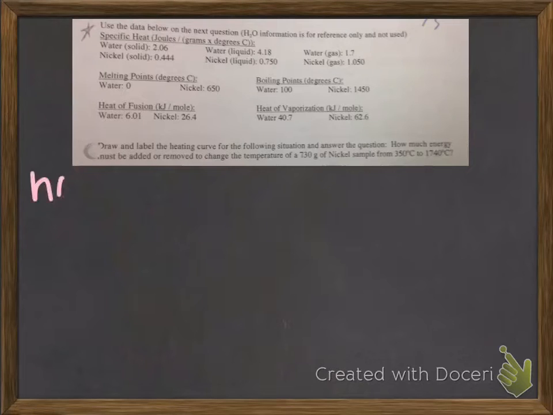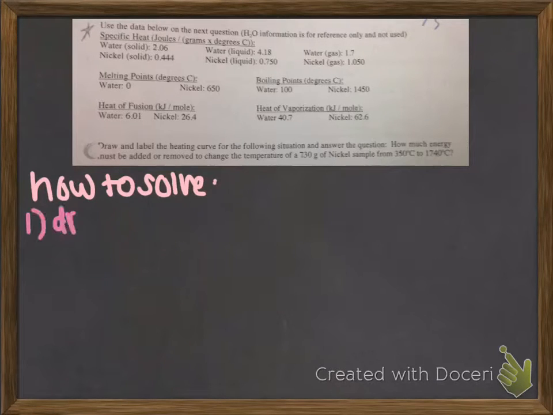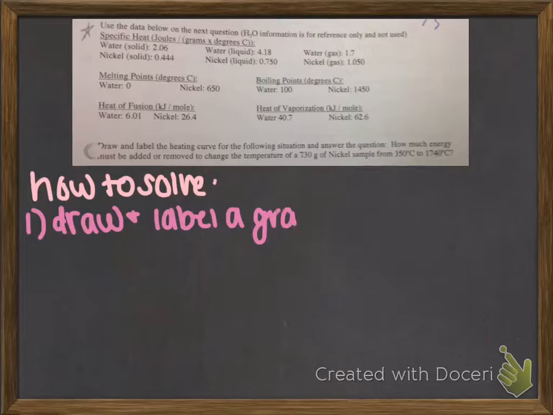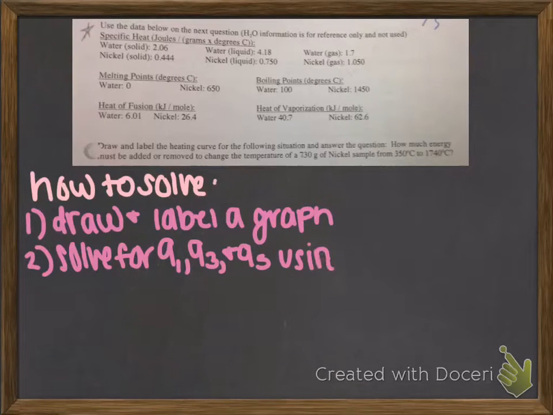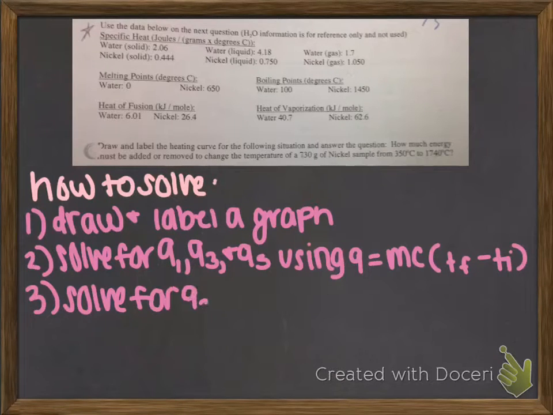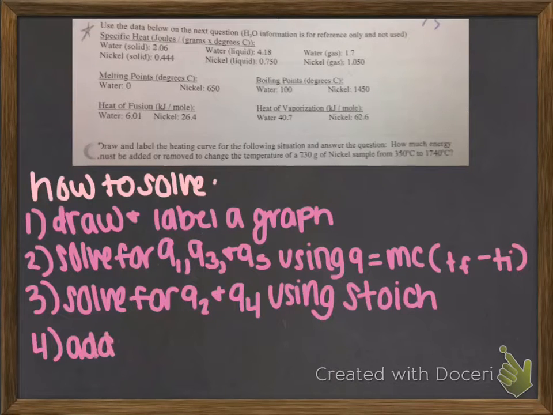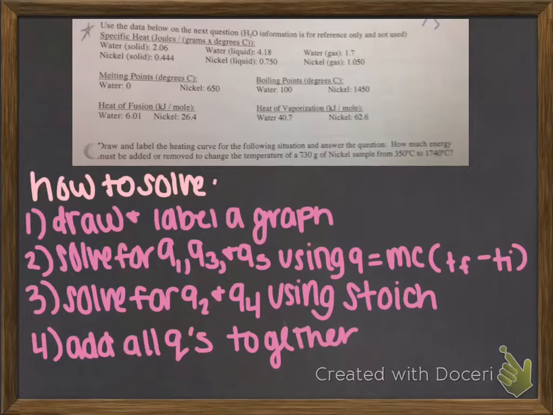So once again, I'm just going to write all the steps down. It's pretty much the same steps as the last problem, just drawing and labeling the graph, and you want to make sure that you do that this time because the problem specifically asks for it. Then we're going to solve for Q1, Q3, and Q5 using MC delta T, and then we're going to solve for Q2 and Q4 using stoichiometry. And finally, we're going to add all 5 Q's together to get our final answer.